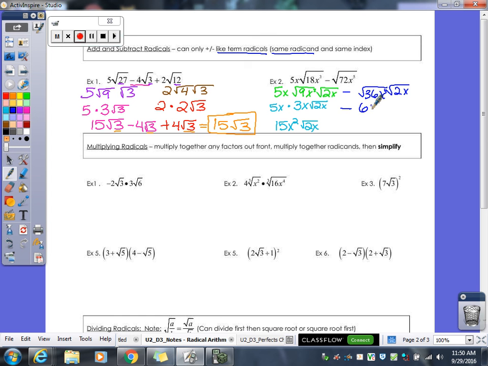So then I'm going to take my square roots. This gives me 6x squared radical 2x. And then I just bring that down, line it all up, because there's nothing to multiply times in that one. So now we can subtract 15x squared minus 6x squared would give us 9x squared radical 2x. Again, radical stays the same. You're just adding and subtracting the numbers out in front.